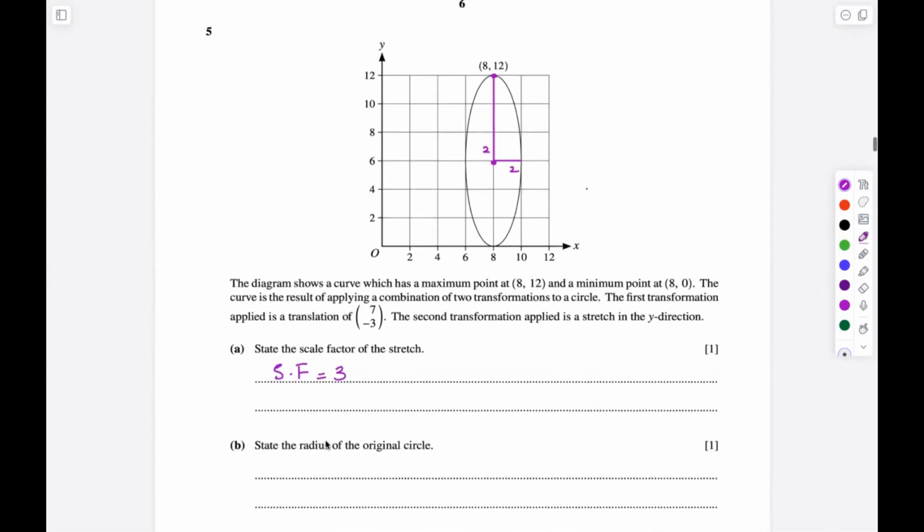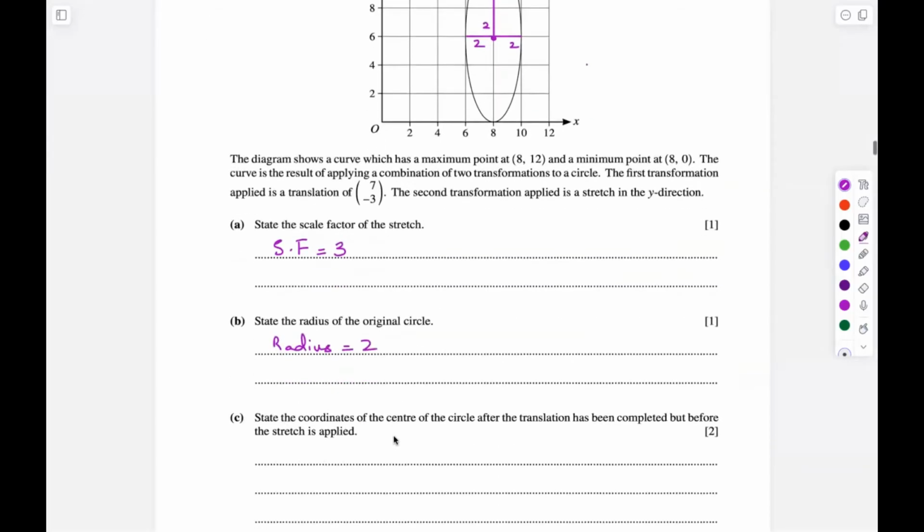In part B, it is asking to state the radius of the original circle. Now, as it has been stretched with the scale factor of 3 in the y direction, and assuming, let's say, the center was up here, the radius would have been from here till up here, so the radius would have been 2. So in this case, the radius of the original circle will be equal to 2.